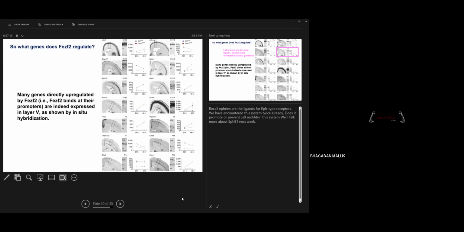Okay, so I just want to show that many genes are directly up-regulated by FEZF2 because of binding to their promoter, and some genes are also down-regulated, like this gene, and again this gene, like TMEM163. You can see that when they inject FEZF2 at the P7 stage, this gene is down-regulated after 48 hours of injection. Okay, so here I just want to highlight that when they inject FEZF2, this gene shows upregulation after 24 and 48 hours.